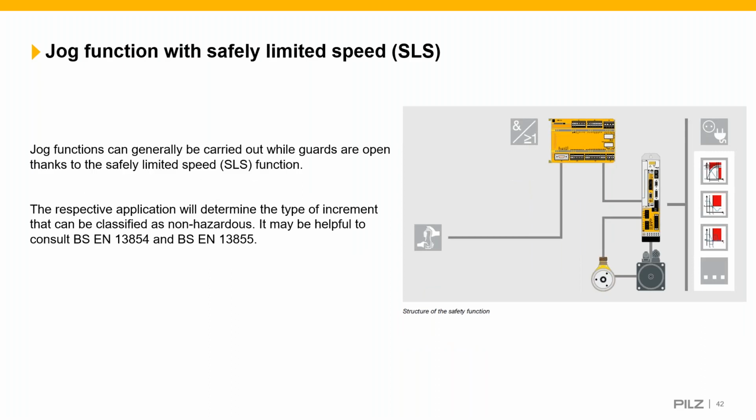Jog function with safe limited speed. This is potentially where you would find that mode selection, for example, would be used in order for this to be allowed to actually happen. It may be an enabling switch or something that actually initiates that. Jog functions can generally be carried out while guards are open, so obviously this needs to be monitored very carefully. The respective application will determine the type of increment that can be classified as non-hazardous. And in this case, it might be useful to consult a few other standards, 13854 and 13855.